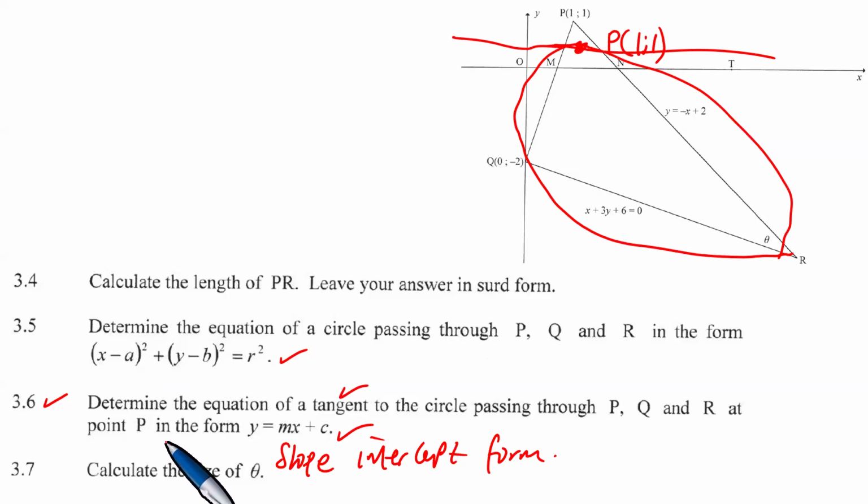First things first, what have we been able to get here? What do we know? We know a couple of gradients. Are these gradients enough? Are they not enough? We check. We need a gradient of a radius.